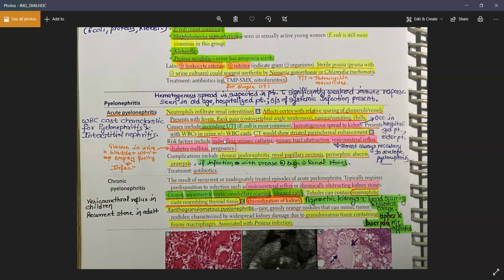If the hematogenous route is present, the bacteria can enter the blood vessels and cause sepsis. Very important. And if the bug is a urease positive bug, then it can also cause stones, the staghorn stone, right? The struvite stone. So these are all the complications you will get with acute pyelonephritis.